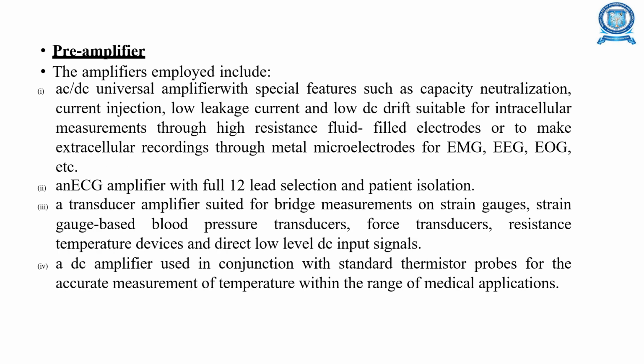Next is the preamplifier. Preamplifiers include a universal amplifier with special features such as capacity neutralization, current injection, low leakage current, and low DC drift, suitable for intracellular measurements. An ECG amplifier with full 12 lead selection and patient isolation. A transducer amplifier suited for bridge measurements on strain gauges, strain gauge based blood pressure transducers, and force transducers. And a DC amplifier used in conjunction with standard thermistor probes for accurate measurement of temperature.